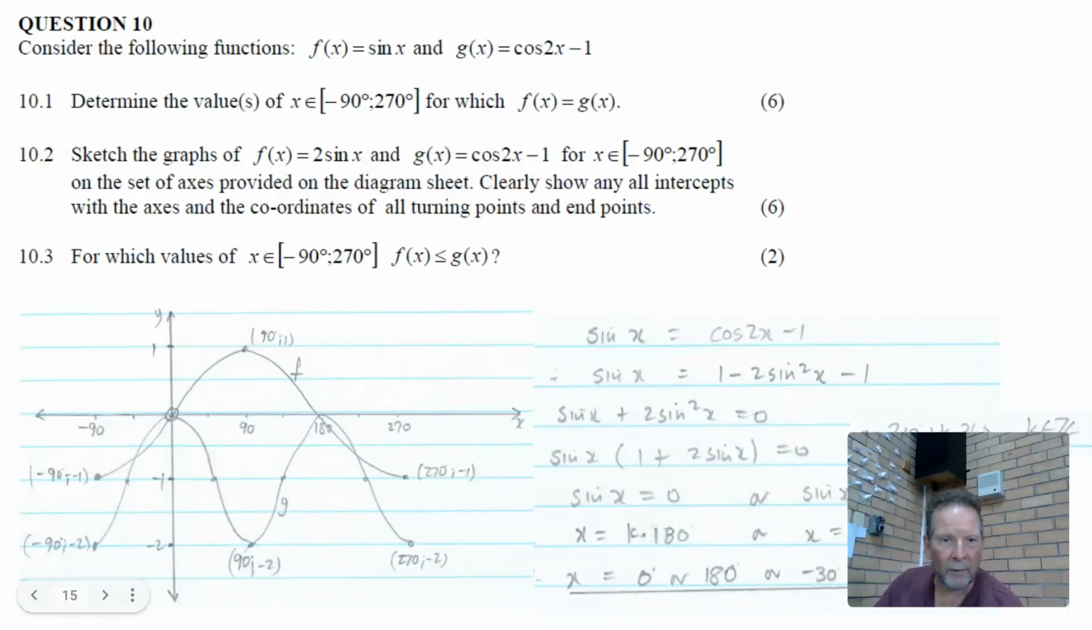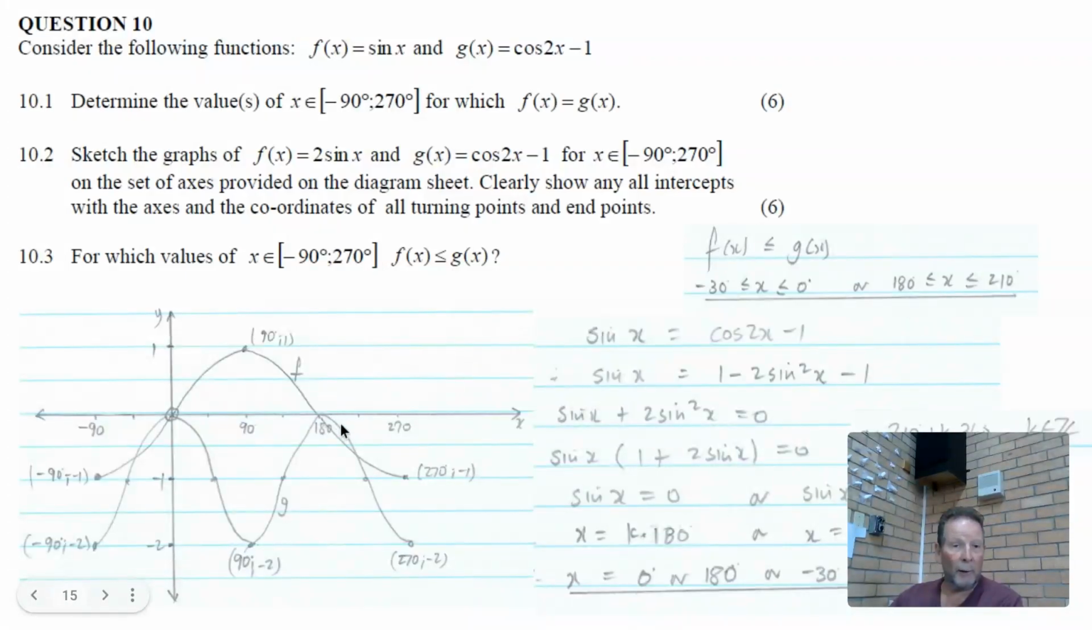Well, let's just take a look here. Let's just see the places where it's below. Well, there's 2 places. See this little section here? It dips below, in between minus 30 and 0. x is less than or equal to 0, but it also dips below in this little section when x is less than 210, but greater than 180. That's when f goes below g.